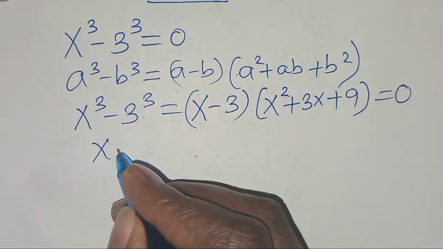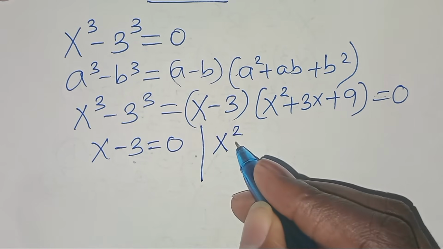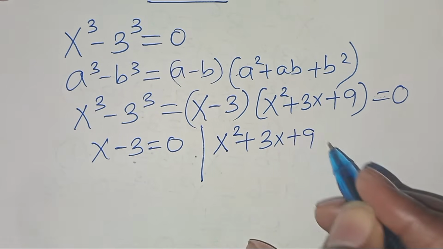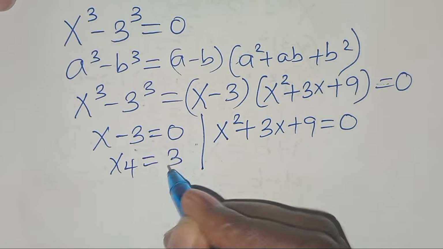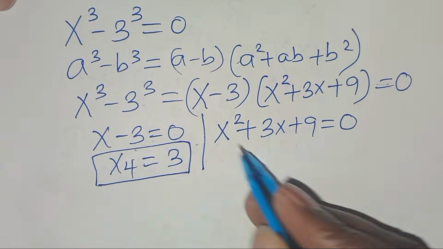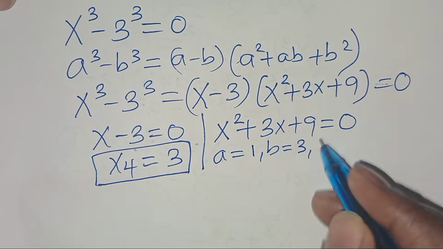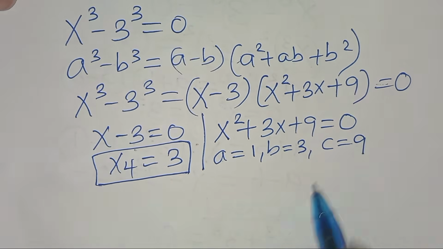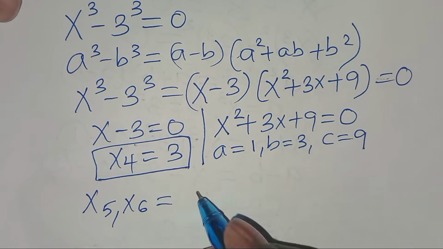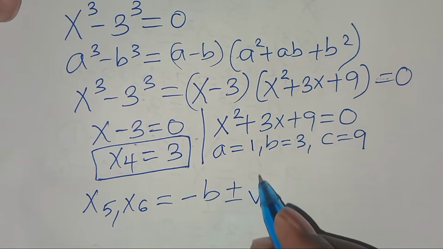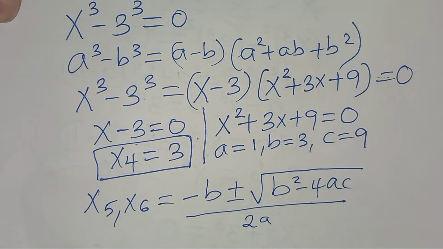So here you have two parts, that is x minus 3 equal to 0. The second part here is a quadratic equation, which is x squared plus 3x plus 9 equal to 0. So that means that x4 here is equal to 3. And we have the quadratic part here. We have a equal to 1, b equal to 3, and c equal to 9. So applying the quadratic formula, x5 and x6 can be solved by applying the quadratic formula, which is negative b plus or minus the square root of b squared minus 4ac, all this divided by 2 times a.